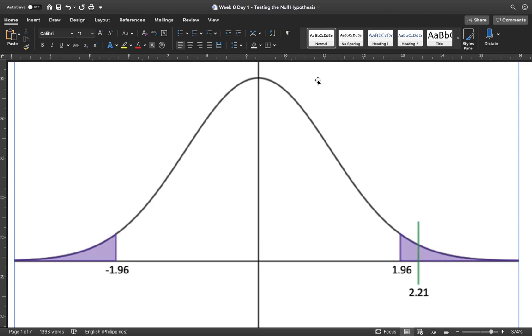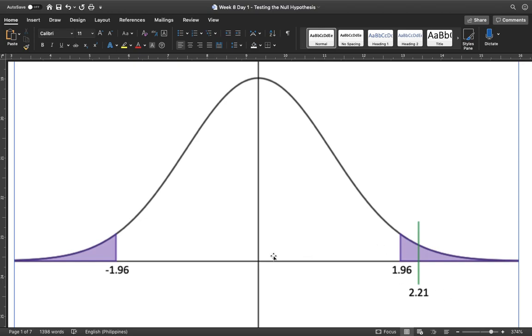Kasi di porket wala tayong ebidensyang mali siya, tama na kagad siya. Okay? It might be incorrect if we look at the problem from a different angle. So, hindi tayo basta-basta sinasabi na tama yung isang statement. We just provide evidence kung mali siya o hindi siya mali. Kapag wala tayong evidence na mali siya, hindi necessarily tama siya. Okay? So, please remember. So, yan. I think critical values, they determine the location of the rejection region.